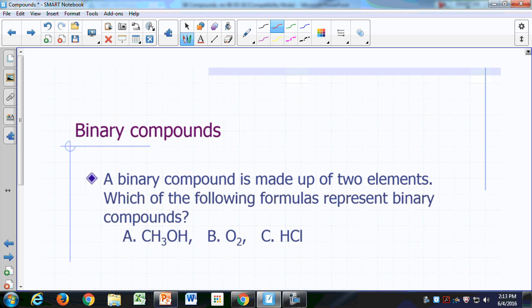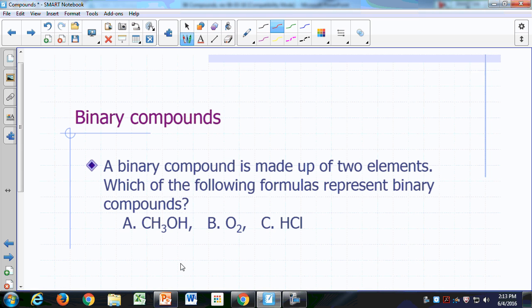Let's now talk about binary compounds because these are the compounds for which you can easily read and write formulas. Binary means two, so a binary compound is a compound that is made up of two elements. Which of these compounds, A, B, or C, is a binary compound? C? Good.